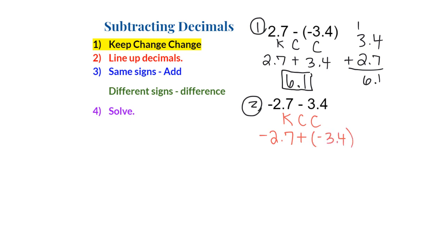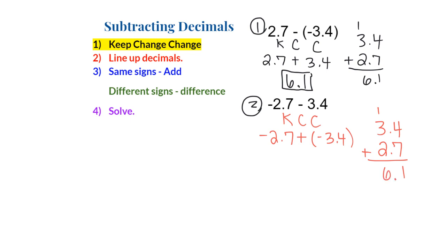Then I'm going to follow those same rules as applied, noticing that I've got same signs, so I will be adding these. Let's go ahead and line up decimals first. 3.4 going on the top, 2.7 underneath. Adding them, I get 4 plus 7 is 11. 3 plus 2 plus 1 is 6.